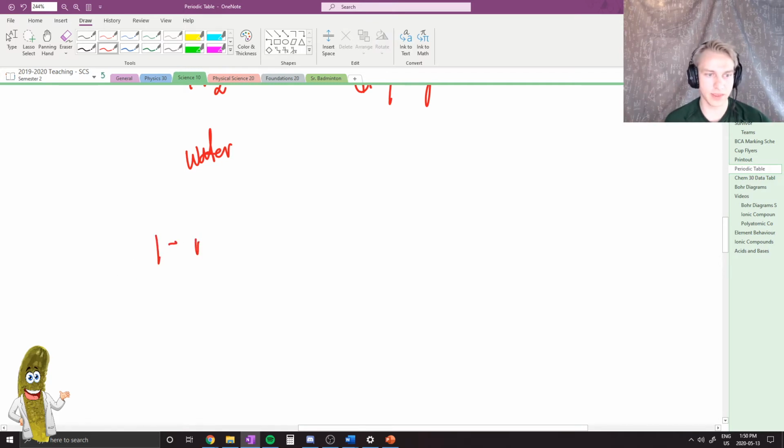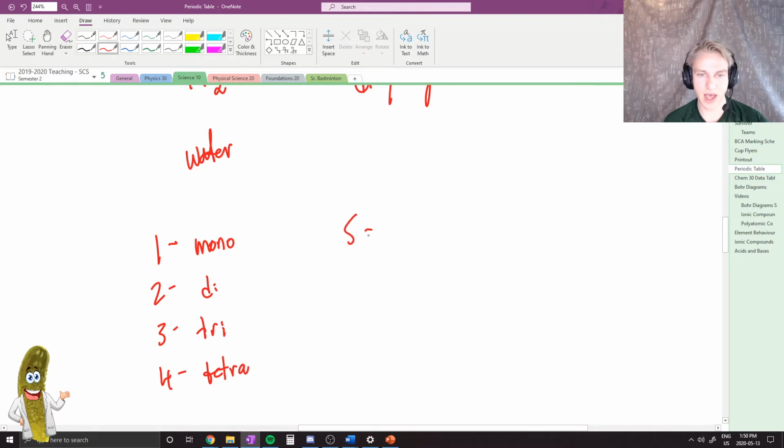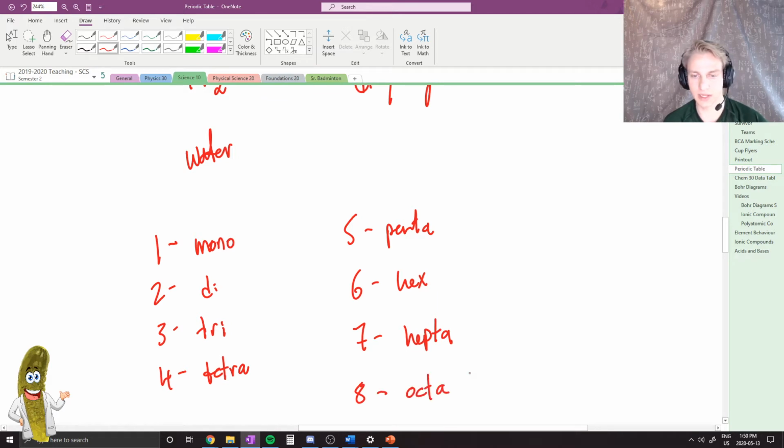So for one, that would be mono. For two, that would be di. For three, that would be tri. Four is tetra, like tetris. Five is penta. Six is hexa. You can think of that like a hexagon. Seven is hepta. Eight is octa, like an octagon. Nine is nona. And 10 is deca.